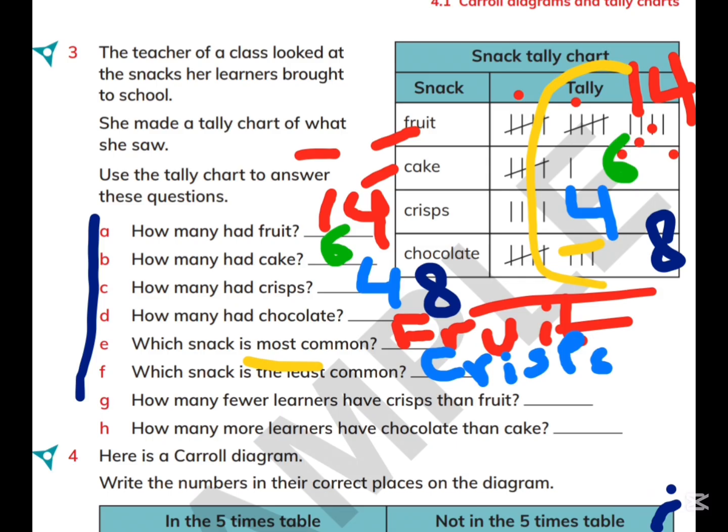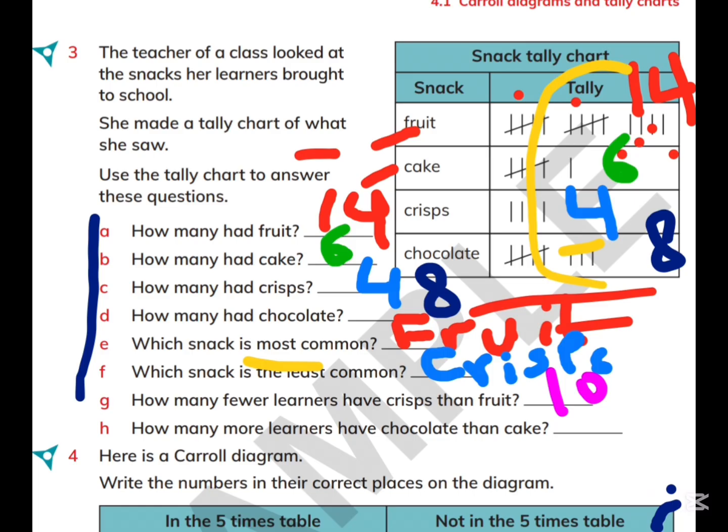Which color should I choose? Another color, pink. Okay, 10. What is the answer of this? 10. Okay, then how many more learners have chocolate than cake?